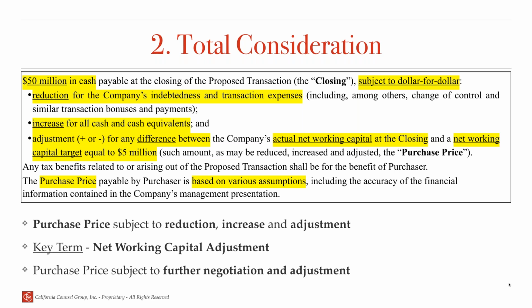Matt, can you just explain the mechanics of that net working capital? Sure. In this case, there's a working capital target of 5 million. So if the company at closing had working capital of 4 million, there'd be a $1 million shortfall, and that would come out of the purchase price to get it to the target. Likewise, if the company at closing had 6 million in working capital, there'd be a net positive of $1 million, and that would serve to boost the purchase price.